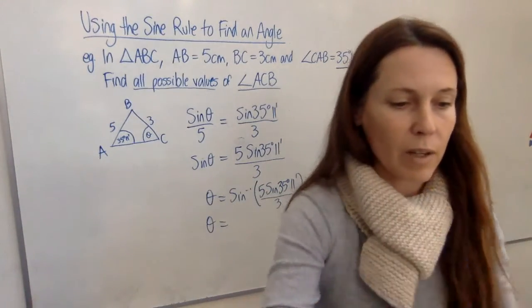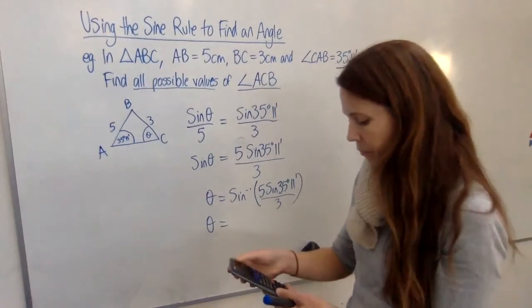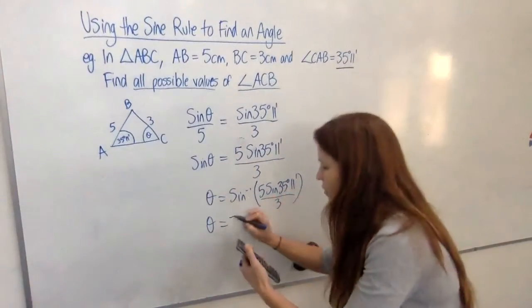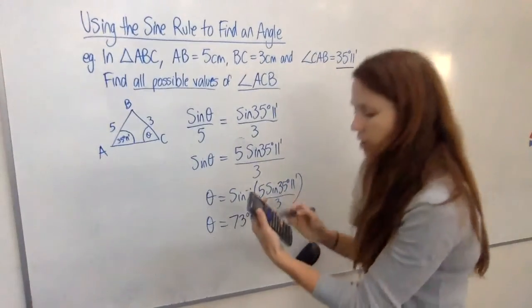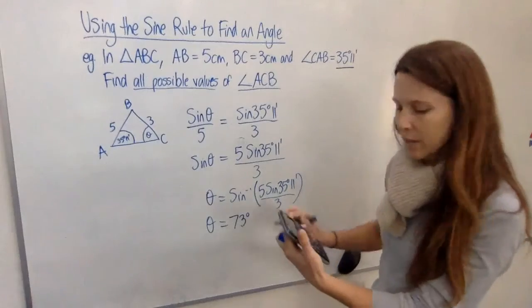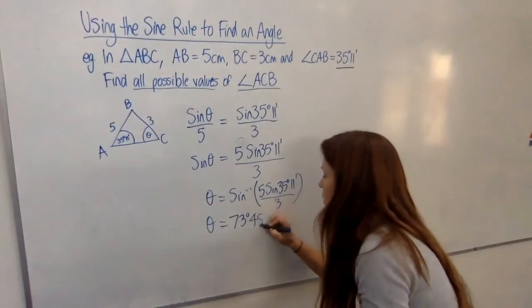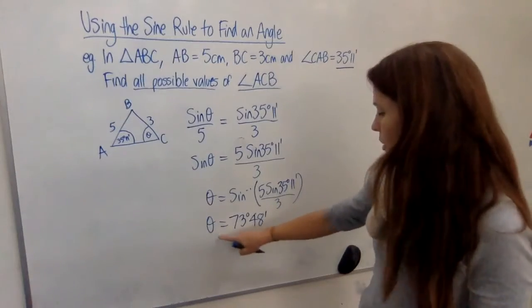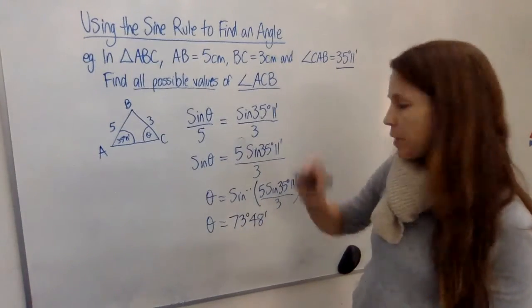Okay, now you're ready for it. Let's see what we get. And the answer that I get is 73 degrees, 48 minutes and 22 and a bit seconds. So the 22 and a bit, that rounds down. So let's say it's 48 minutes. Okay, that's my first answer. I can be sure this is a legitimate answer, but there could be another one.